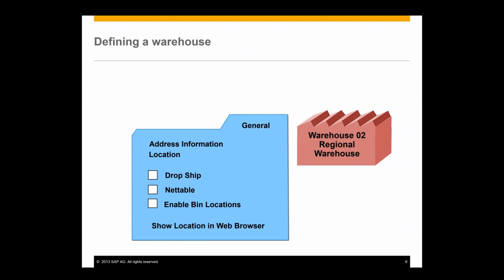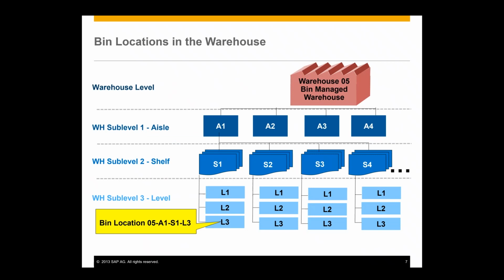When you define a warehouse, you go to the warehouse, you set up new, and it will ask you what type of warehouse it's going to be on the general tab. Is it drop ship? Is it nettable? And should I enable bin locations? If I enable bin locations, then you can define your bin sublevels. It starts off with the warehouse level, which is warehouse 05.